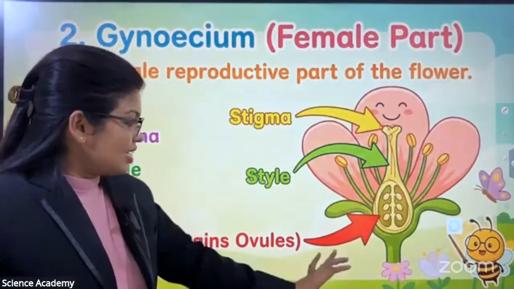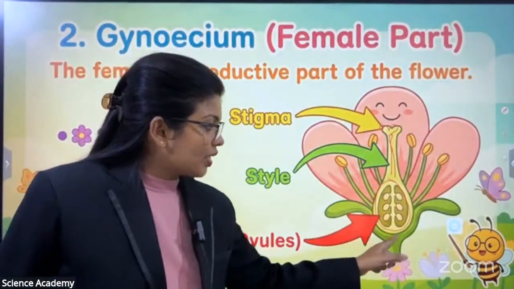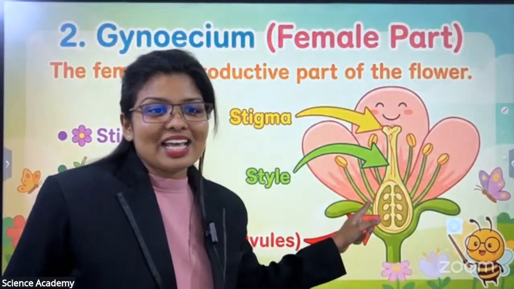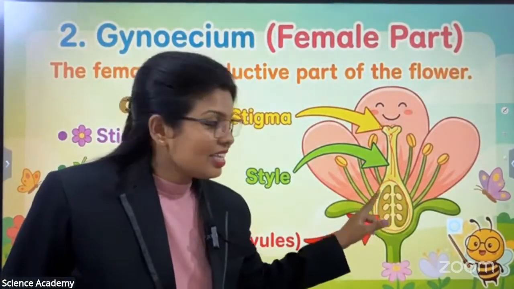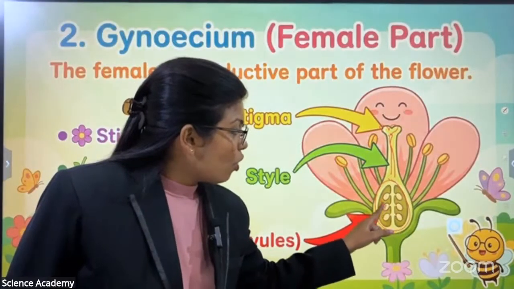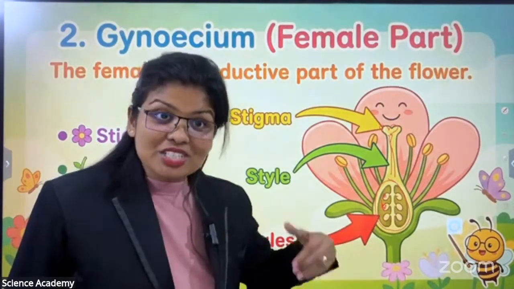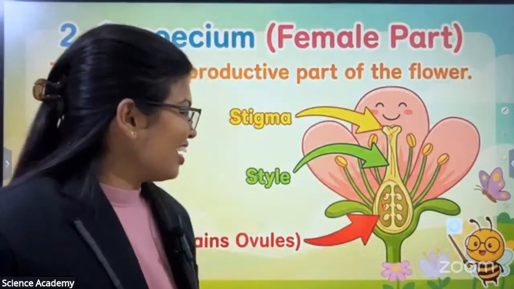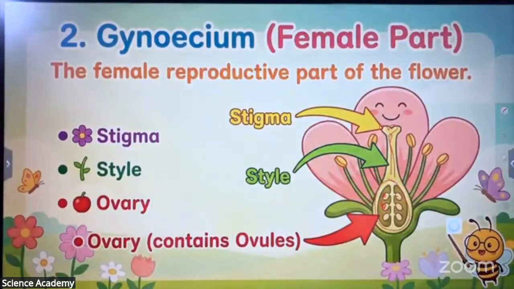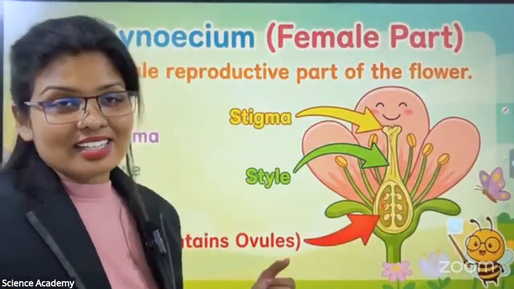Stigma, style, and this is the ovary. Inside this ovary, in Sinhala we call it Dimbakoshan, there are ovules. These ovules in future convert or develop into seeds. That is what happens.